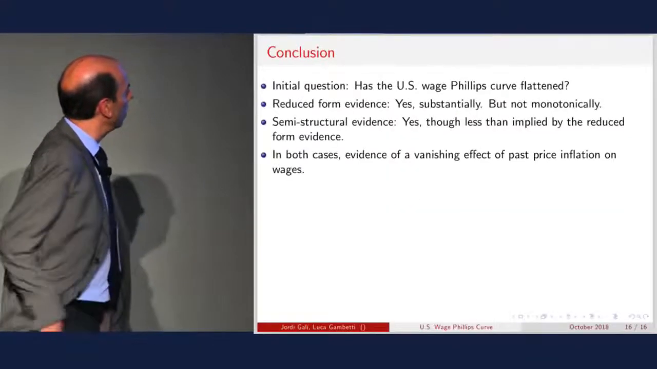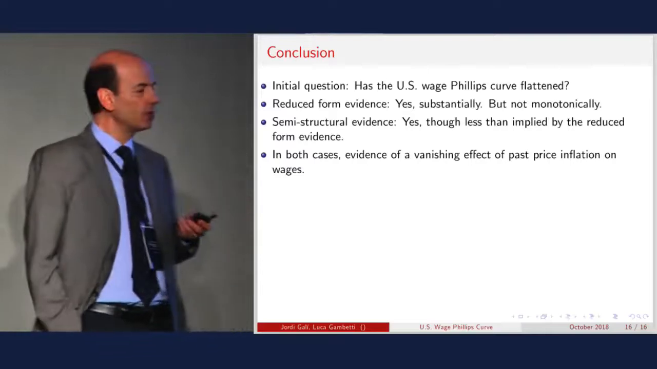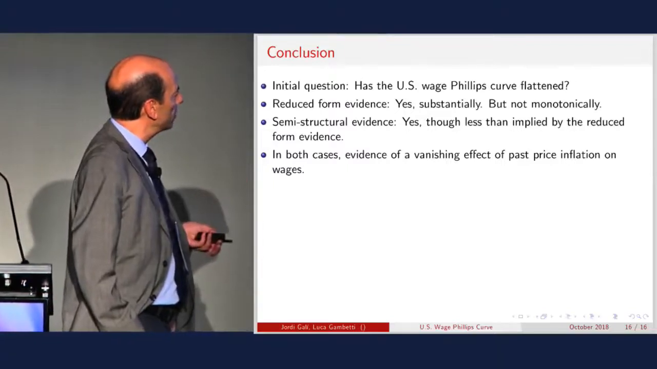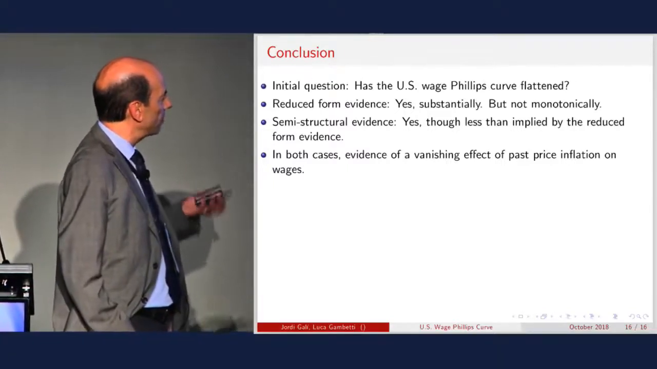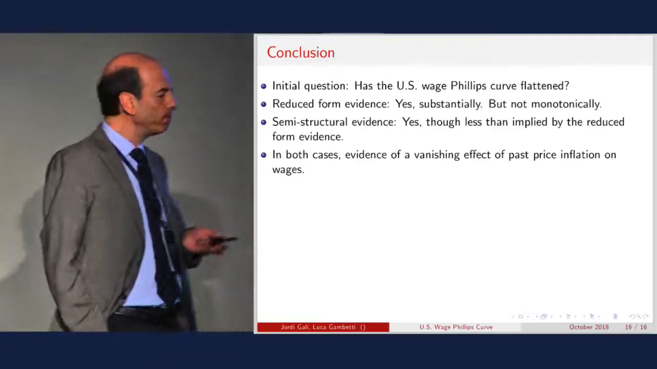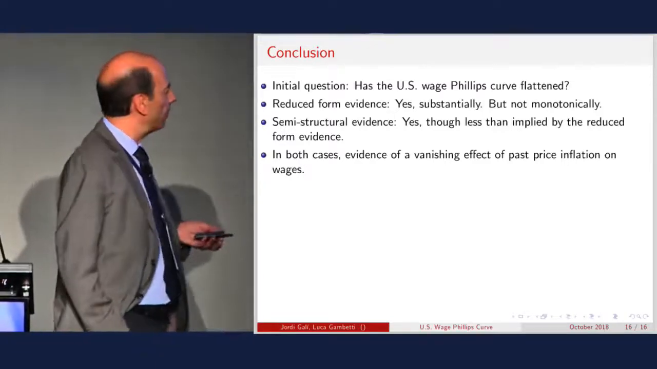Okay. So just to conclude, what was the initial question that we had posed? Well, has the US wage Phillips curve flattened over time? And the reduced form evidence suggests that the answer is yes, substantially, but not monotonically. Now, when we look at what we call the semi-structural evidence, using these components of the different variables, the answer remains a positive one. But the changes appear to be less dramatic than implied by the reduced form evidence. And in all cases, what we seem to obtain is this vanishing effect of past price inflation on wage inflation.